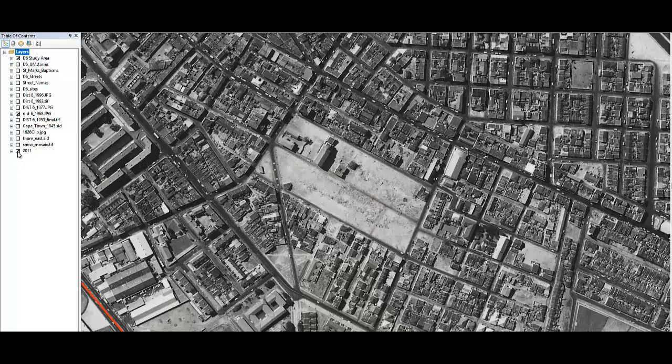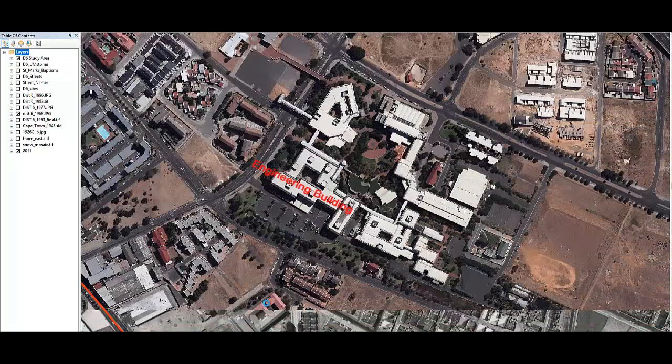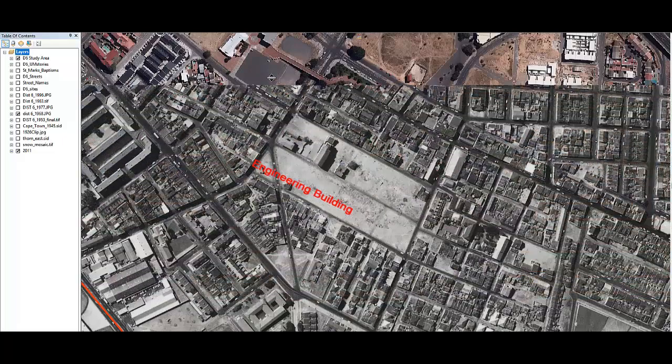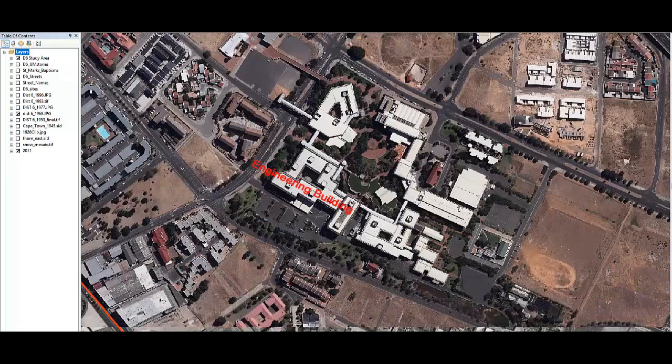If I swipe the current imagery, you can see that it correlates to the location of the engineering building of CPUT. Our building sits at the epicenter of the destruction.